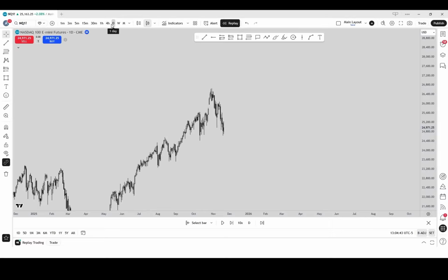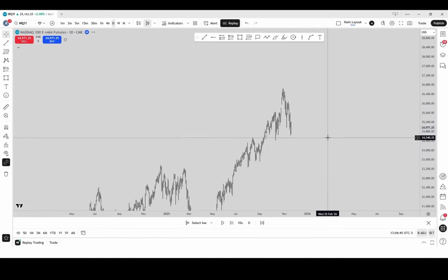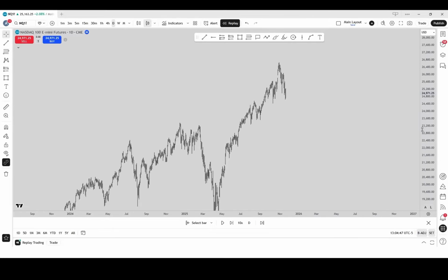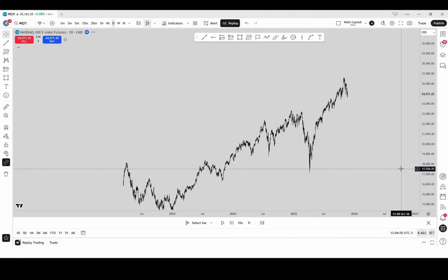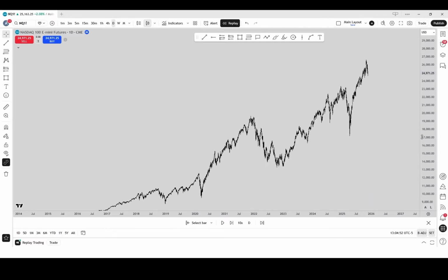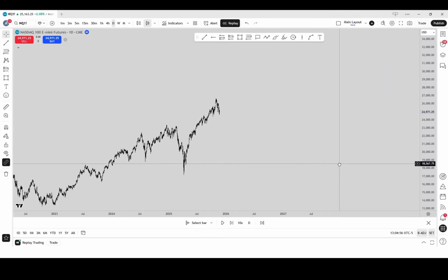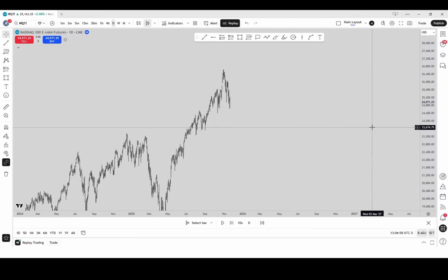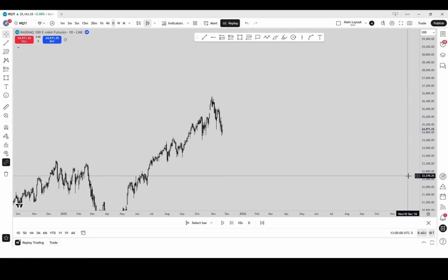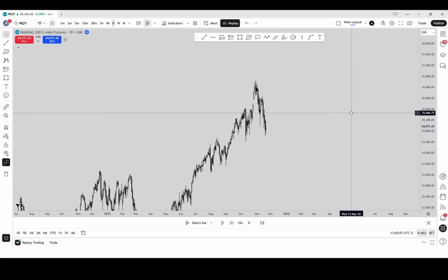Now, okay, so I'm on the daily. Let me go down to, actually, let's start from the daily. All right, so we know NQ statistically is a bullish asset, right? You can see that. Number one. Number two is on the daily, you can see a couple of areas that are being respected.